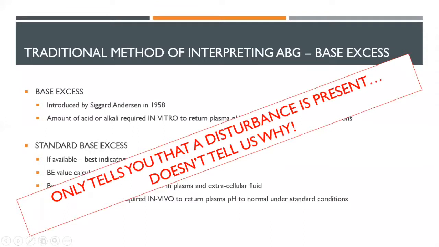So all of these parameters that we've been through, bicarb, standard bicarb, base excess, standard base excess, all they tell us is that there is a disturbance there. They tell us nothing about why the disturbance is there and what is actually going on in the clinical situation. So we need to look a little bit further.